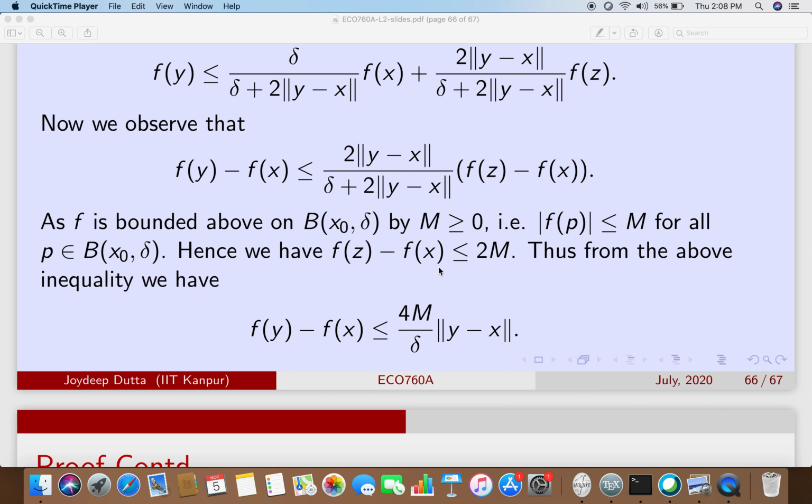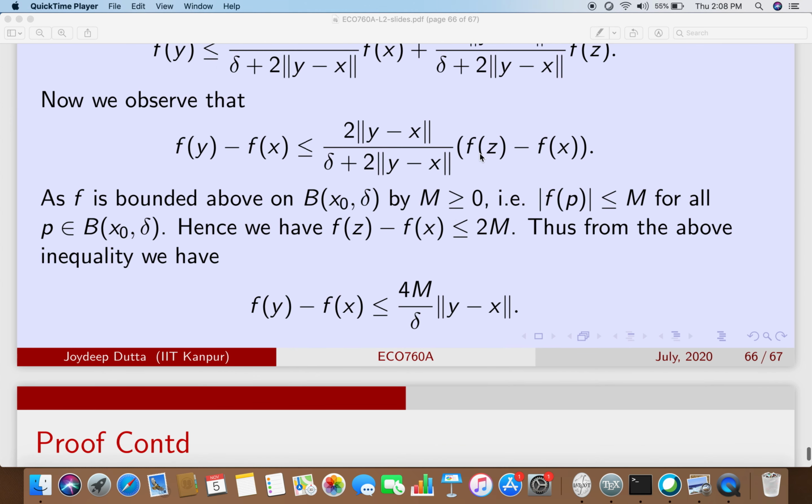Now if you write f z minus f x, it is less than or equal to mod of f z minus f x, which is less than or equal to mod f z plus mod f x. But z and x both are lying within this ball. x is actually inside a much smaller ball. So for both of them, mod of f z is less than m and mod of f x is less than m. So mod f z plus mod f x is less than 2m, and the whole thing is less than 2m. So you will put 2m here, and 1 by this is replaced by 1 by delta, because 1 by delta is greater than 1 by this.